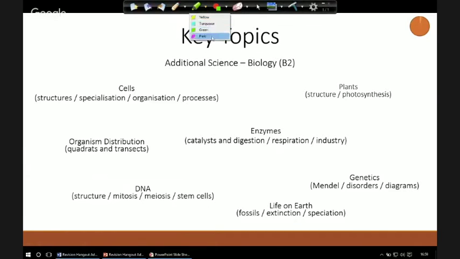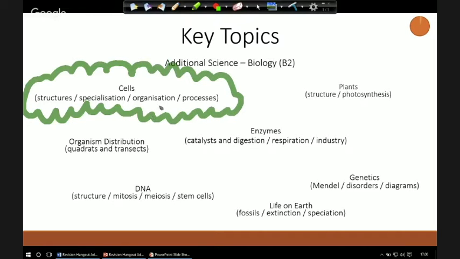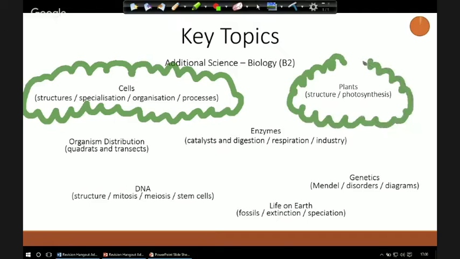Well, it's split up into a variety of different parts. We're not going to have time to cover all of those today in this first hangout. We will be looking at cells, specifically their structures, how they're specialised, the organisational parts, and the processes within. We'll then have a look at plants, plant structure, and photosynthesis.